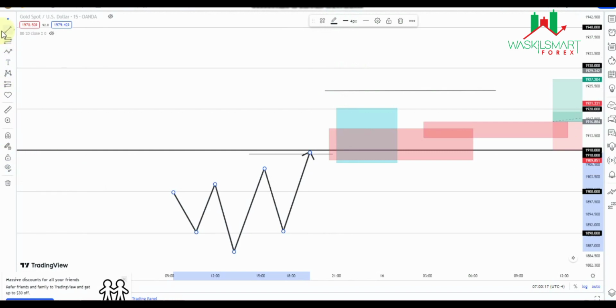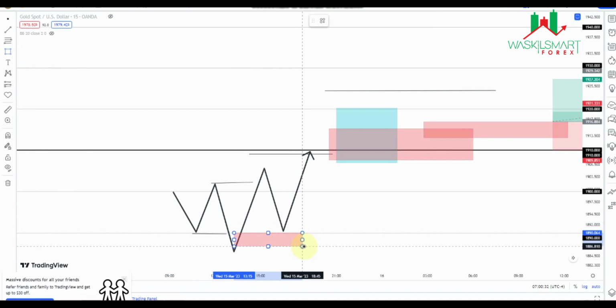So this is how it goes. Number one, you see a break of market structure. Number two, you see a change of character. And number three, you see an order block.